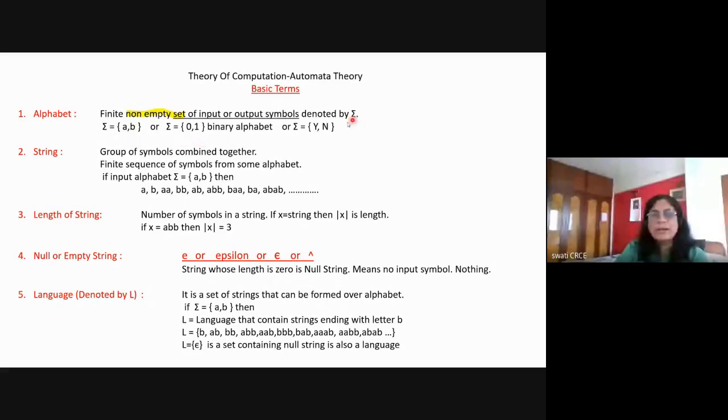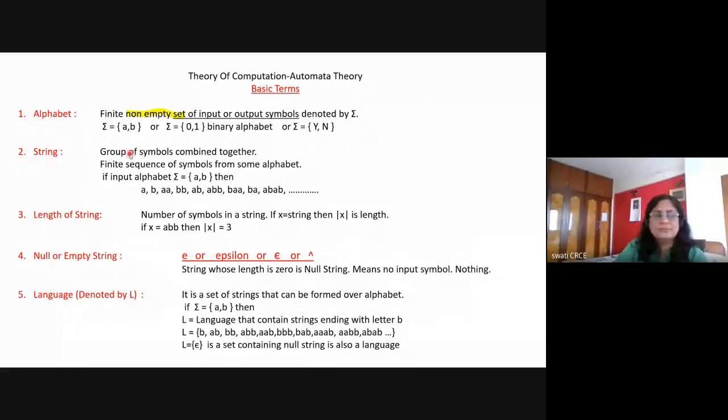Like sigma equal to {Y, N}. So it is the output alphabet. So sigma is similar to capital I. I think this is very easy. Sigma means the input alphabet or output alphabet. If it is an input alphabet, it contains the input symbols. If it is an output alphabet, it contains the output symbols for the string that is accepted, rejected, or generated. Then the second term is called a string.